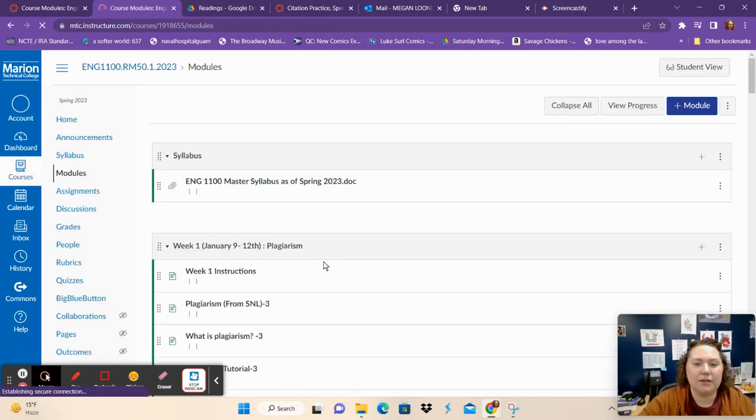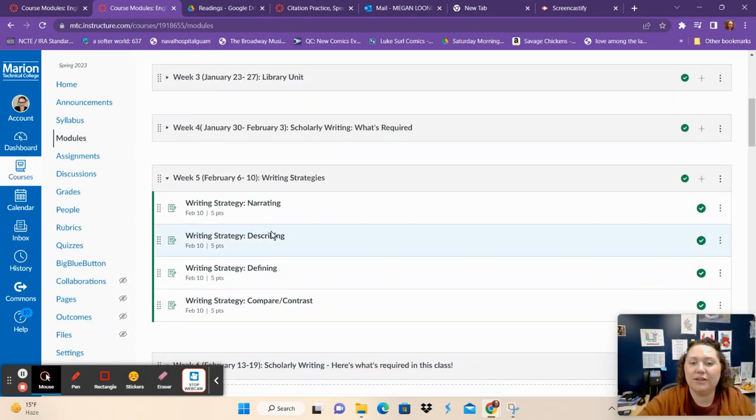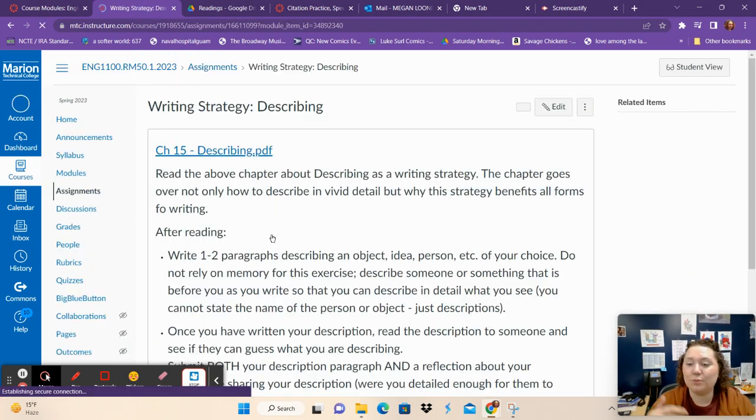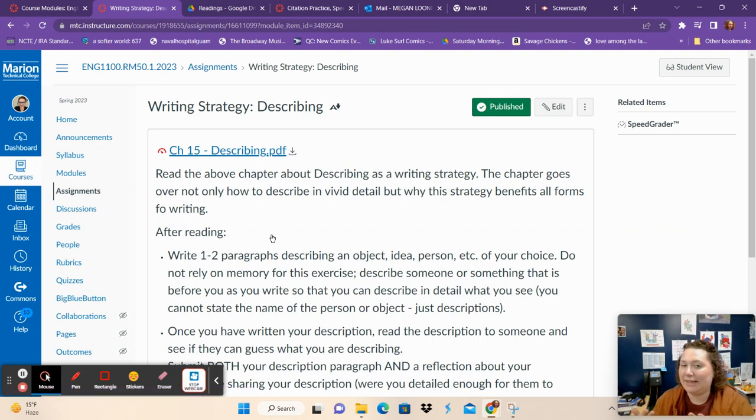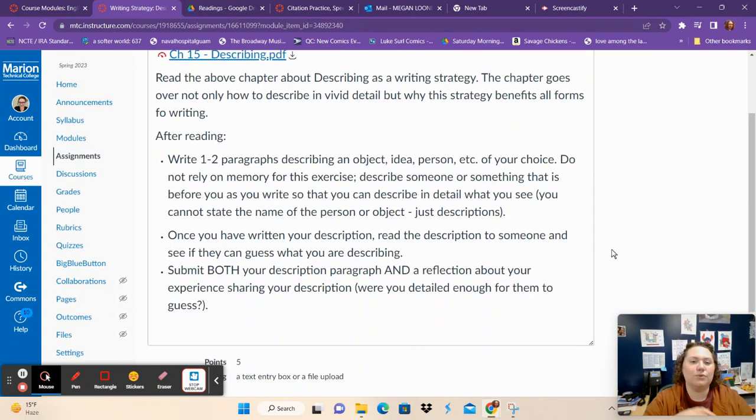For chapter 15, scrolly, there we go. Chapter 15 is all about the writing strategy describing, so being as descriptive as we possibly can. Okay, so again, same thing. You're going to read the chapter, talks about how to describe why we're writing in vivid detail, when to best use it in your writing, and some examples within there. And then I want you, for your practice, to choose some object, idea, person, whatever have you that you want. And I want you to describe it in as much detail as possible without using the actual word.